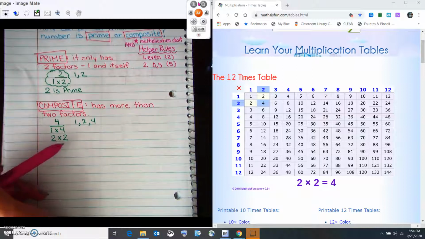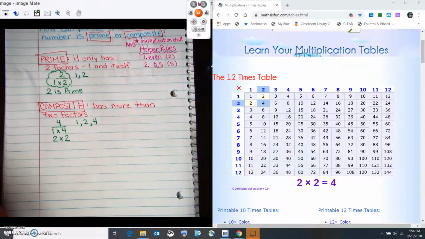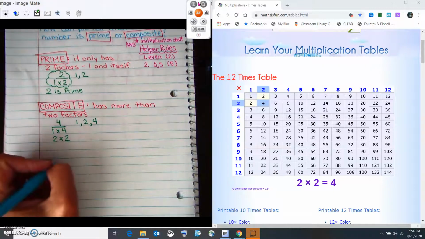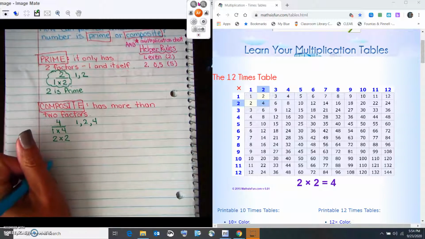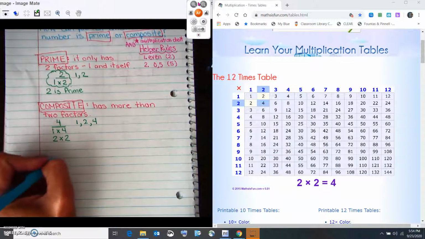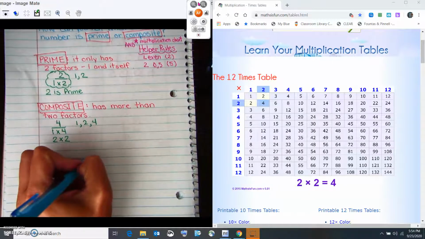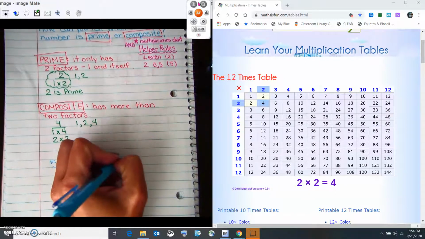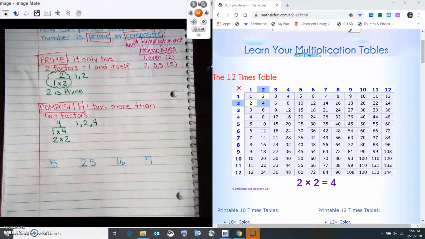All right, there are a few others that we'll talk about, but they're a little bit trickier to remember. But let's practice a few numbers. All right, so I want to know if these numbers are prime or composite. So let's go ahead. Let's do 5. Let's do 25. Let's do 16. And let's do 7.